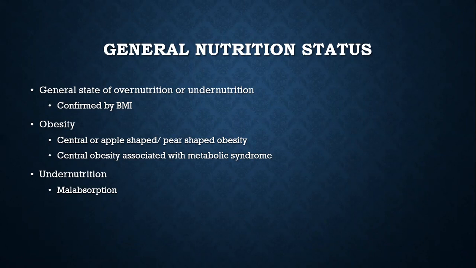So, when a patient is overnourished, we call it obesity. Obesity can be central or apple-shaped obesity, or it could be pear-shaped obesity. Differentiating this is important because central obesity is associated with metabolic syndrome. Central obesity is where the patient has bulkiness or more fat deposition over the chest and the abdomen, whereas a pear-shaped obesity or a gynecoid pattern of obesity has more fat over the hip and thigh regions. In undernutrition, the patient is very much malnourished on examination, or very much emaciated. He may have a malabsorption syndrome, or he may have a chronic infection or an inflammation or a malignancy.